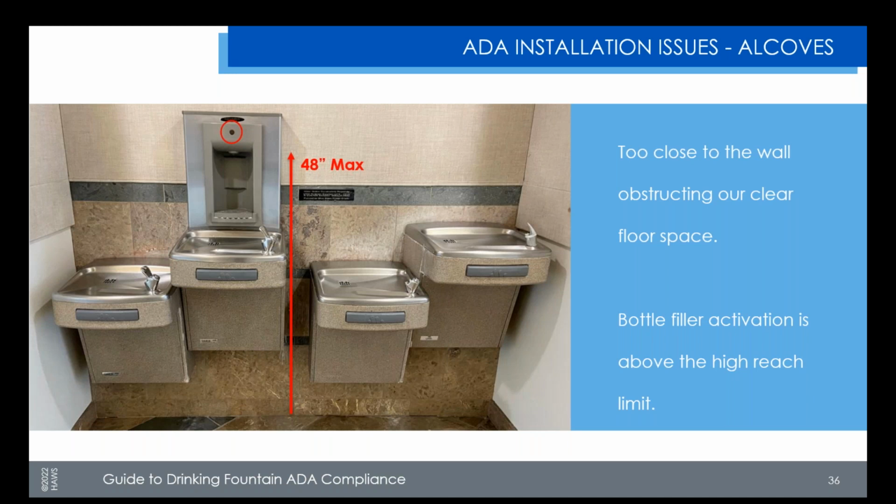So we would need to move that bottle filler to one of our low side units. And the unit on the right, that high-low, is actually compliant. Everything is good with that. So if we wanted to just tear out that unit on the left, we could, and leave the high-low unit on the right, and it would be a compliant alcove.